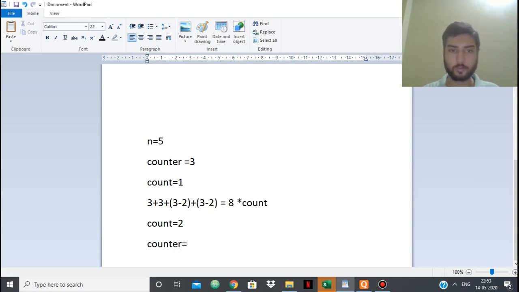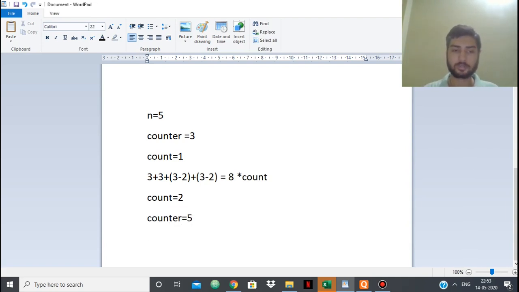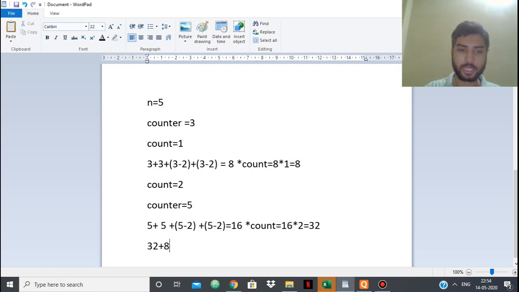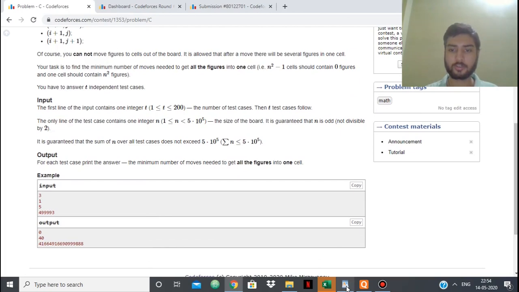So counter becomes 5. Now the cells in this layer will be 5 plus 5 plus 5 minus 2 plus 5 minus 2, and this will be 16, and 16 into count. So the first layer is 8 into 1, which is 8. Then 16 into count, where count is now 2, so 16 into 2 is equal to 32. So total moves will be 32 plus 8, which will be 40. So as you can see in the test case, for 5 the answer is 40.